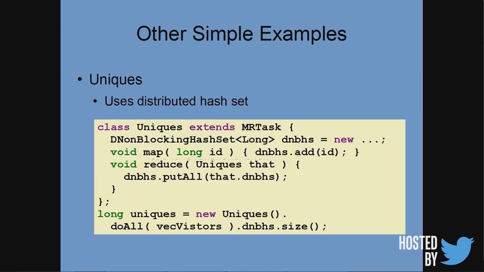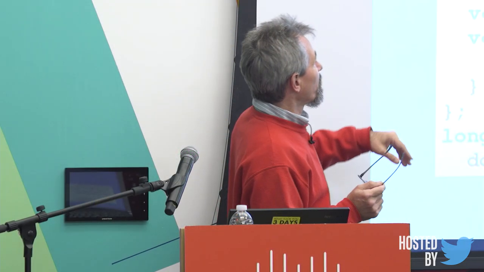Here's a slightly different example, going to count uniques. I have some billion things I want to count uniques on, and somewhere in the world I have a hash set that's concurrently safe, so I can add to it. And then the reduction says I'm going to put one into the other using standard collections putAll. And so I can just say new uniques, go compute all my visitors and count the size, and that'll give me the set of uniques and the count of them.